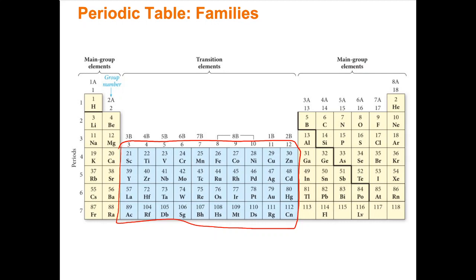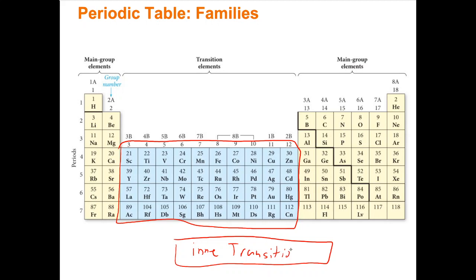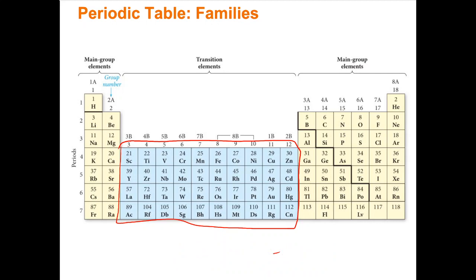Everything else is a main group, aside from the inner transition metals, which are the lanthanides. Those are the ones down here. Just so that we're clear, those are the inner transition metals. We're not going to talk about those right at this moment. So we break this into main group and transition elements.